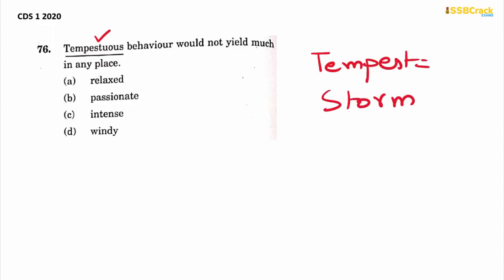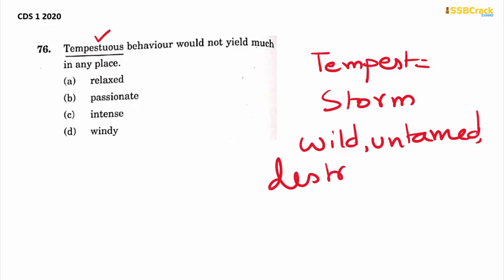Next question. Tempestuous behavior would not yield much in any place. What is the meaning of tempestuous? This word is coming from the word tempest, which means storm. So tempestuous behavior means stormy behavior. In other words, what is a storm? It's wild. It's untamed. It cannot be controlled. It's destructive.